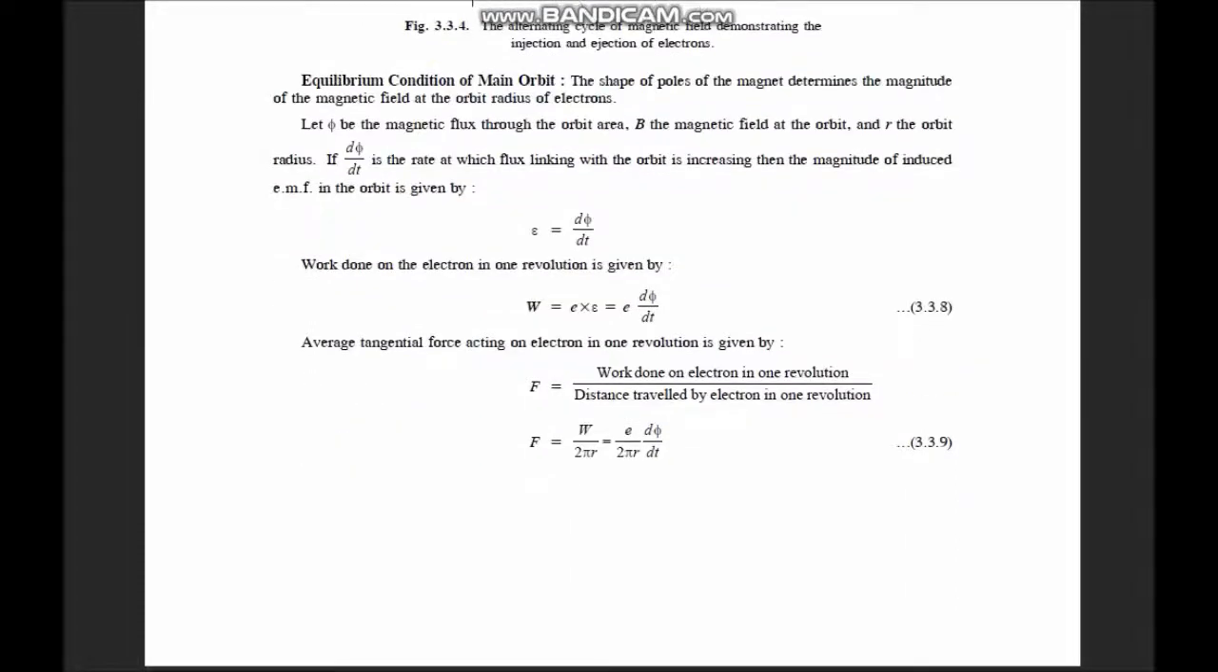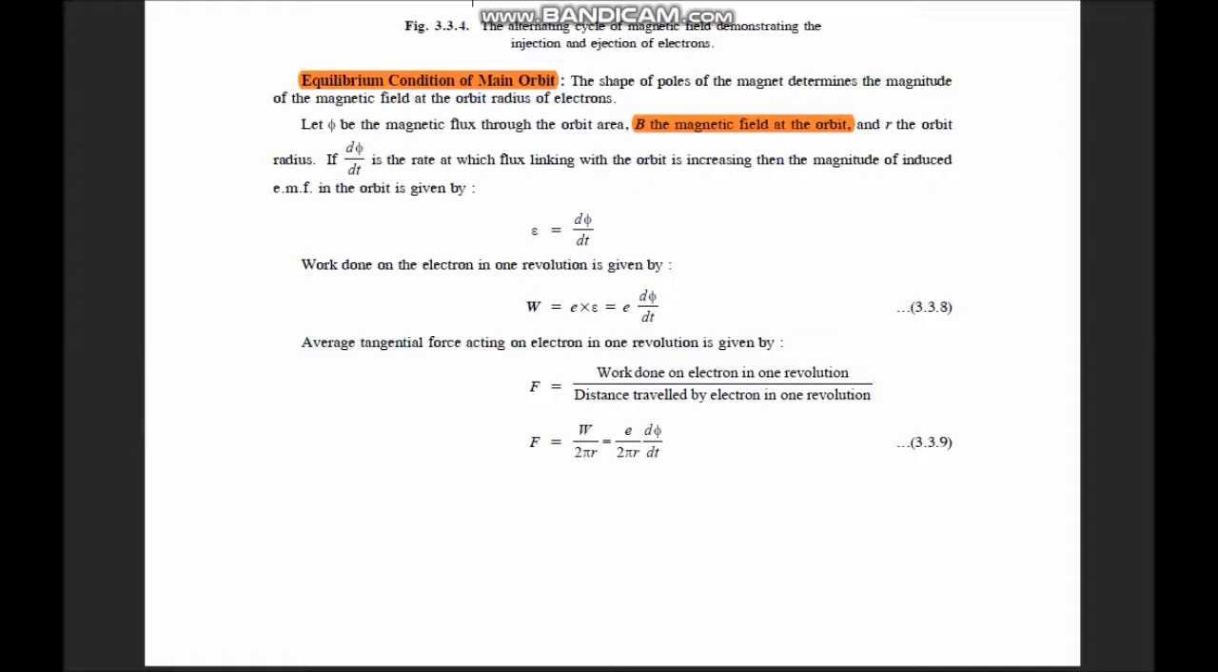Now, suppose phi is the magnetic flux through the orbit area, and let B be the magnetic field at the orbit, and let R be the radius of that path through which the electron will be moving. You know the relationship between induced EMF and rate of change of flux? This is the relation: induced EMF must be equal to the rate of change of magnetic flux.